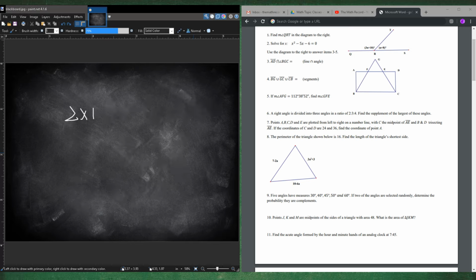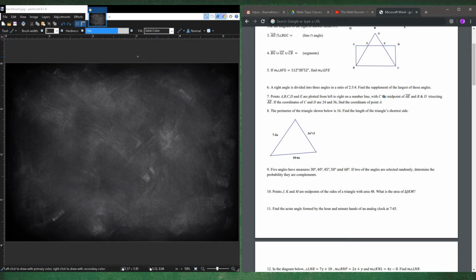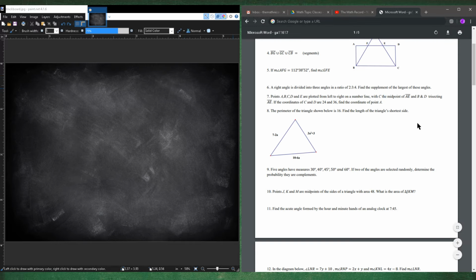Okay. Question 7. Points A, B, C, D, and E are plotted from left to right on a number line, with C the midpoint of AE and BD trisecting AE. If the coordinates of C and D are 24 and 36, find the coordinates of A. So let's draw a picture of this first. So it's in line A and E. I usually just write the endpoints first.